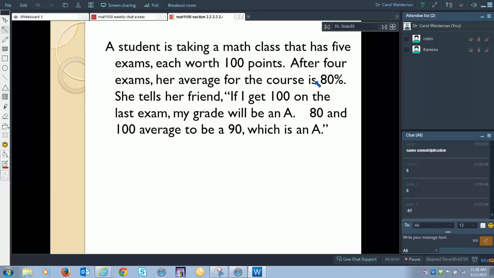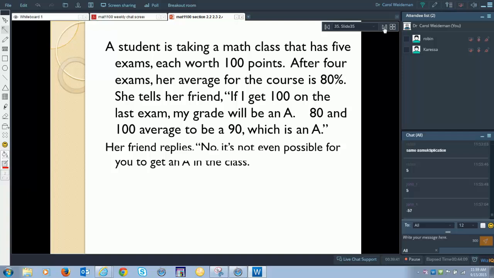After 4 exams, her average for the course is 80%. She tells her friend, if I get 100 on the last exam, my grade will be an A. 80 and 100 average to be a 90, which is an A. Her friend replies that it's not even possible for you to get an A in this class. Who's right? Why?